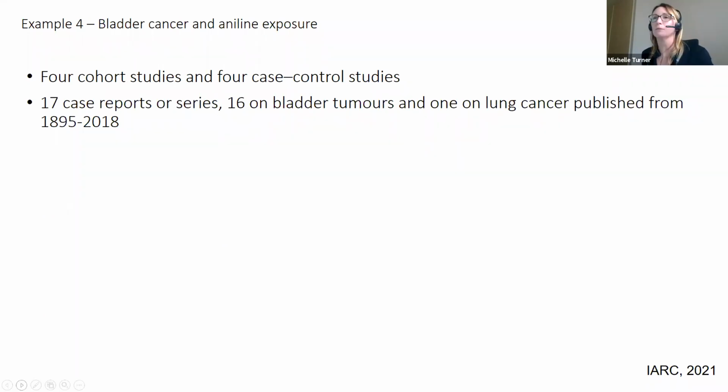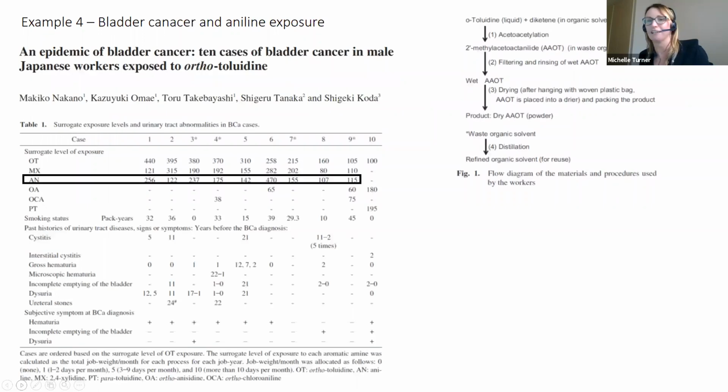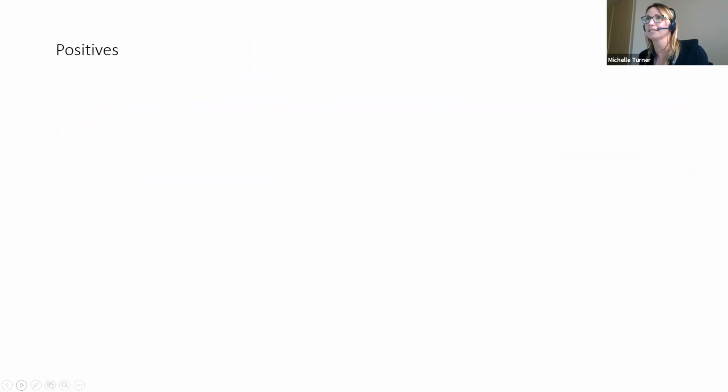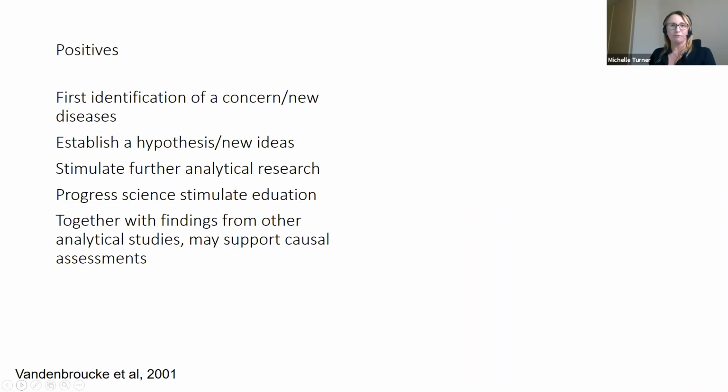Okay, we're going a little bit late on time, so I'm going to skip this other example using the same bladder cancer study. Some of the positives of case reports and case series, we've already talked about many of these. They include first identifying a concern or a new disease, establishing a hypothesis or new ideas, stimulating further research, and progressing scientific education. And when you form a hypothesis, including the information from these case series and case reports, it may support causal assessments.